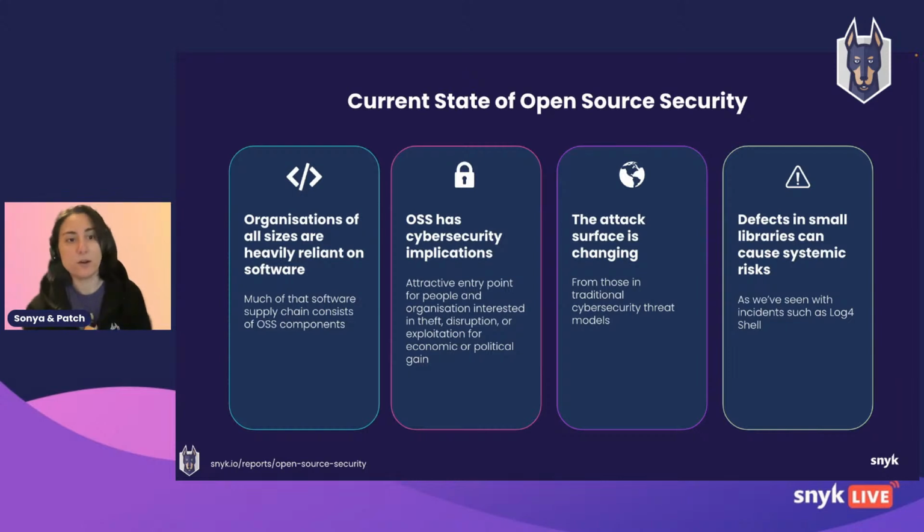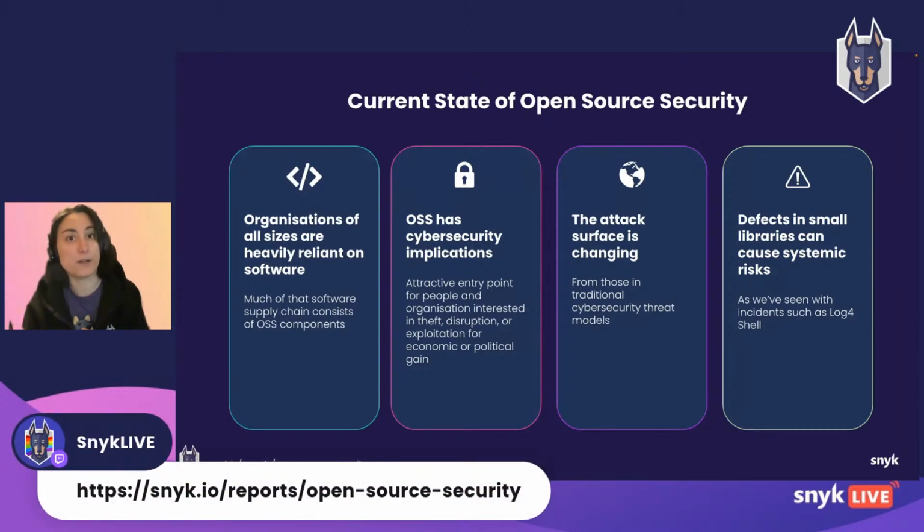We know that organizations of all sizes are reliant on software, and much of that software is actually composed of several open source software components. Thus, open source software has cybersecurity implications, and is an attractive entry point for attackers, people and organizations interested in theft, in disruption, or exploiting economic and political gain. We've seen that the attack surface has been changing, and this is different from the one we've known in traditional cybersecurity threat models. Defects in small libraries can cause systemic risks, and we saw it last year with incidents like Log4Shell.